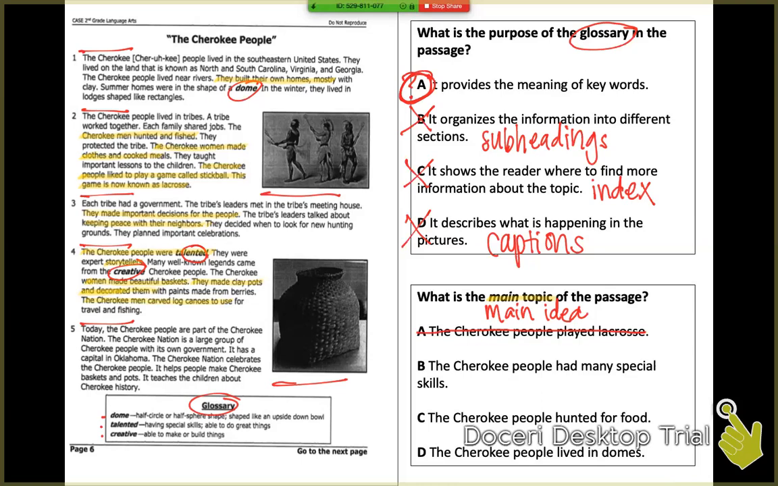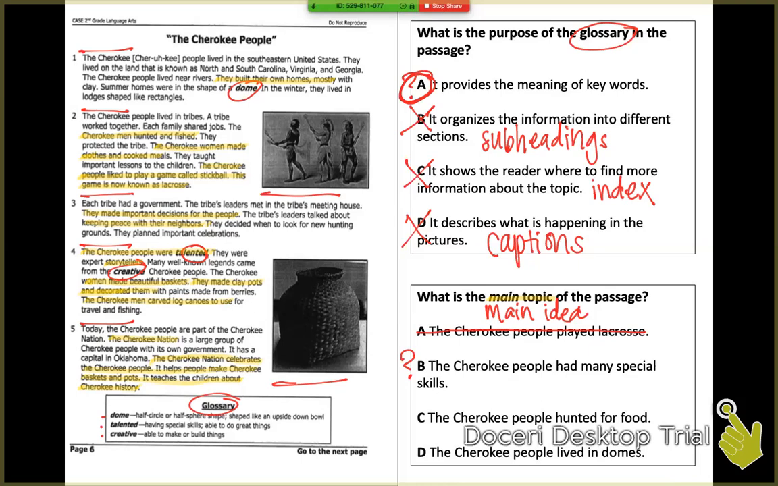And then paragraph 5 goes on to tell me about the Cherokee Nation today and how the Cherokee Nation keeps on those traditions, keeps on with the different talents and special skills, and celebrates those today by helping other people make them and teaching them about their history. So I found evidence of their special skills throughout the whole entire story. So I think we can keep B as a maybe.